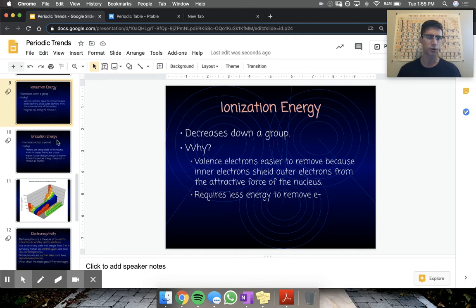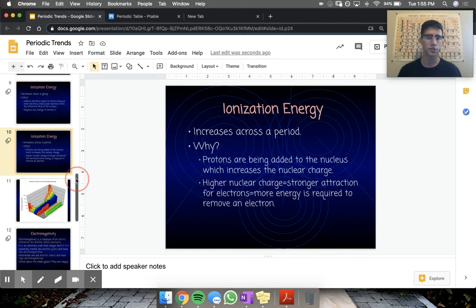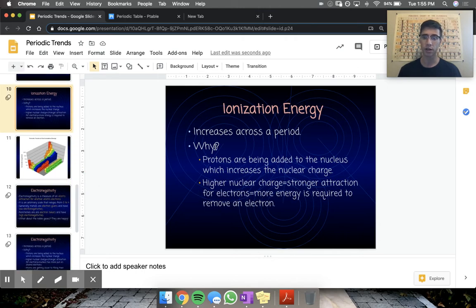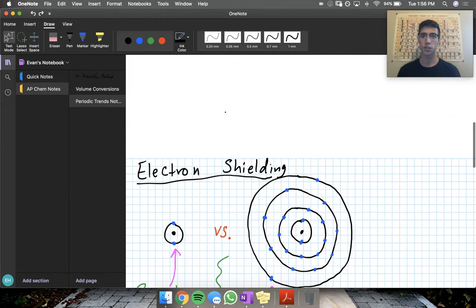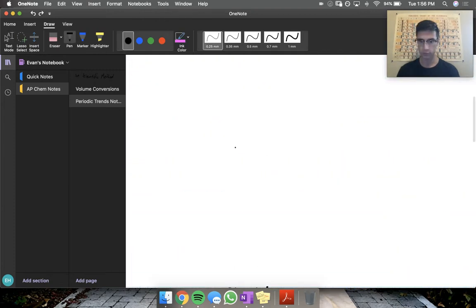Hopefully that's pretty straightforward. Ionization energy also increases across a period. Why? Well, protons are being added to the nucleus, which increases the nuclear charge. This is related to why the atom shrinks as we move from left to right across the periodic table within the same electron shell. The charge of the nucleus is getting stronger.